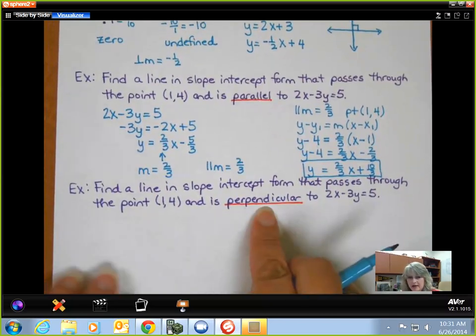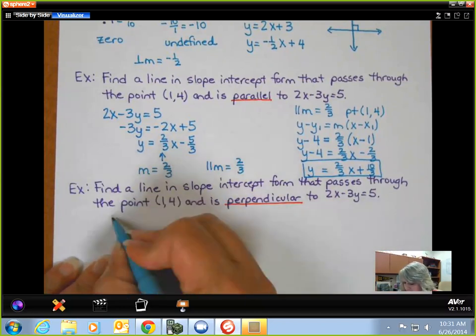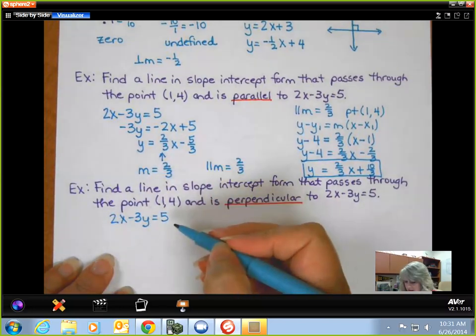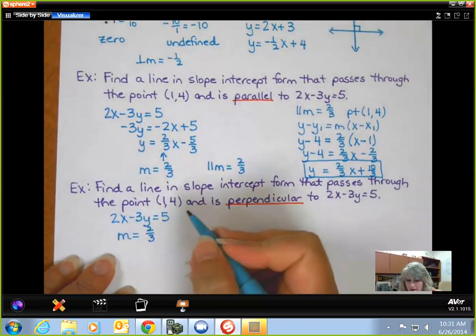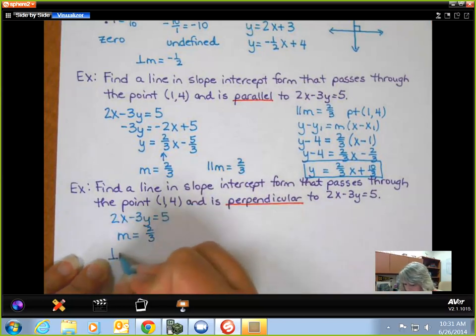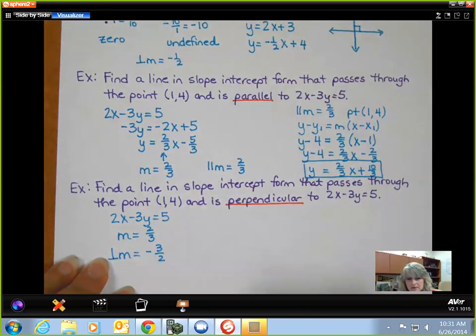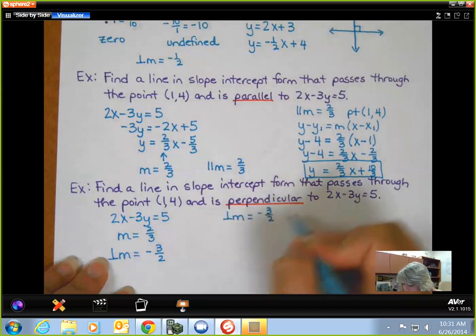Right, now let's take that same problem, but this time we're going to find a line that's perpendicular to that given line and still goes through the point 1, 4. All right, so we took that 2x minus 3y equals 5, and we already found that the slope of that is 2/3. Okay, so a perpendicular slope, we're going to flip the fraction and change the sign, so negative 3/2. So we're going to have a perpendicular slope of negative 3/2, and we're going to use still the point 1, 4.